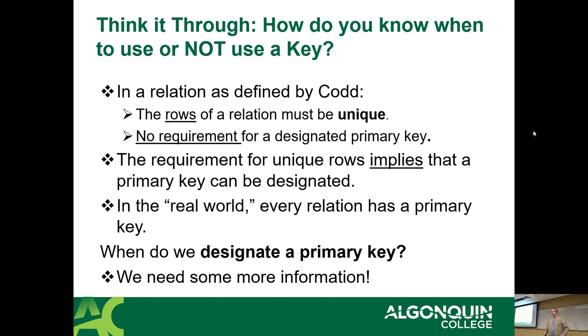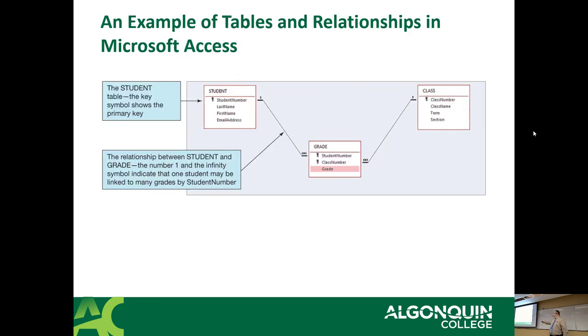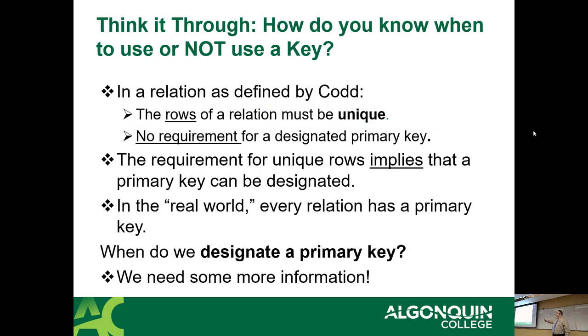However, all those chapters on that algebra come down to this: the rows in a relation must be unique. However, there is no requirement for a designated primary key. So in theory, you could have a relation, also known as a table, that is completely unique for every single row of data without a primary key being designated.